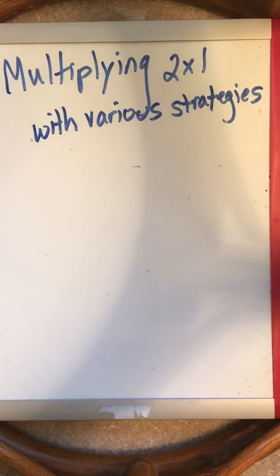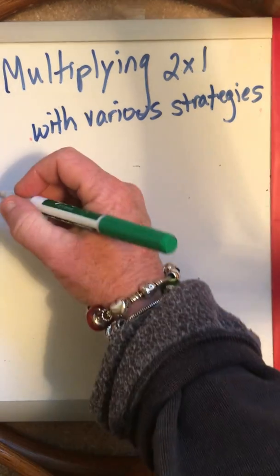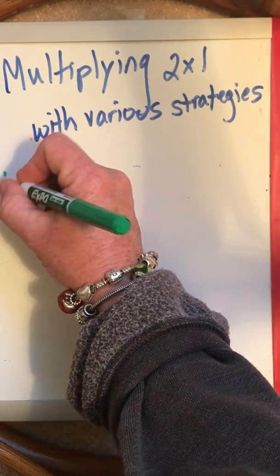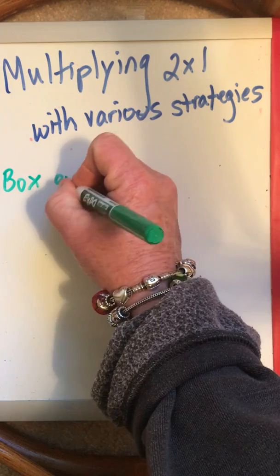Okay, boys and girls, today we are going to start working on multiplying a 2-digit by a 1-digit number. There's a variety of strategies that we can use, and I'm going to break those down for you and teach them to you in this lesson. Okay, so first we have what we call our box or array method.